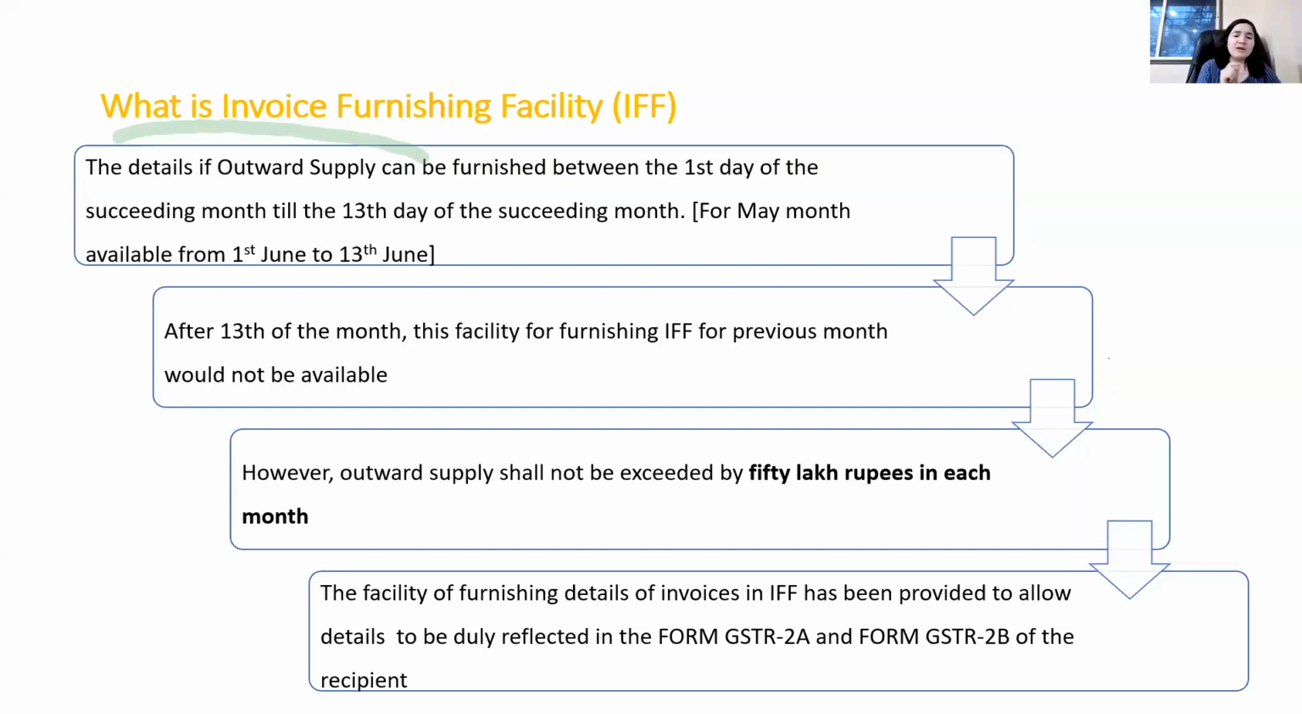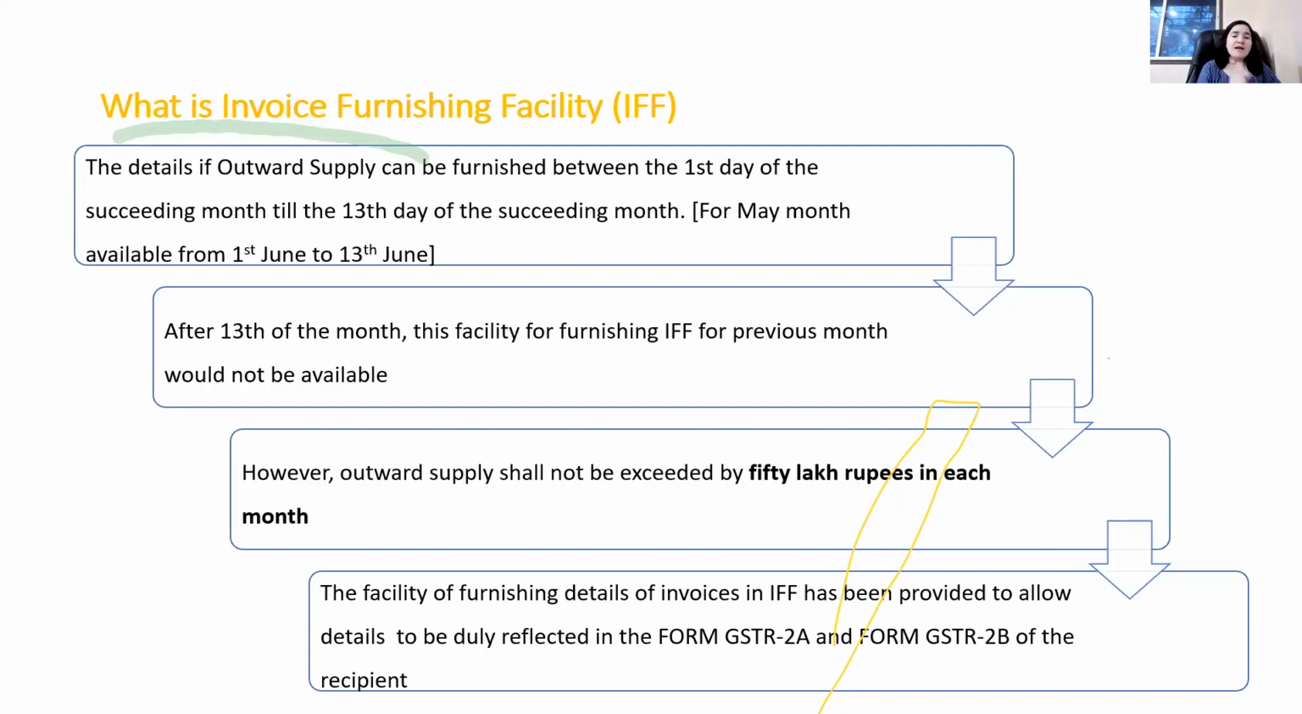Now, what is the drawback in this facility? The key drawback is that this facility is available only up to 50 lakh rupees. That means any taxpayer cannot upload outward supply exceeding 50 lakh in a month. Monthly the taxpayer can upload up to 50 lakh only. So this is one drawback. Second, after the 13th, the IFF is not available for the previous month. For the next month it is available, but after the 13th for the previous month it's not available.